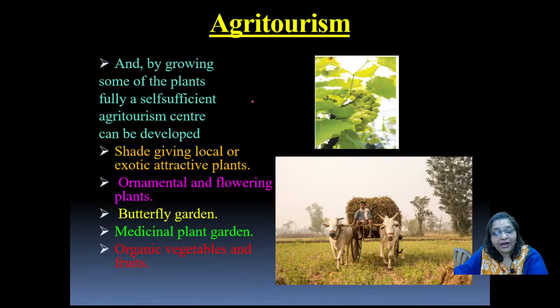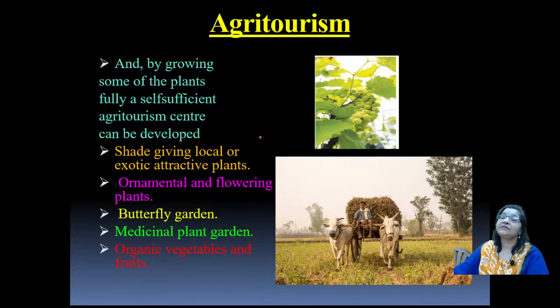Now, a medicinal plant garden also can be utilized, wherein nowadays medicinal plants are in large use in large quantities. You can even enter into trading of these medicinal plants, if legally permitted. Not only that, you can have a garden wherein you can talk about the medicinal plants and their uses to the tourists. Now, organic vegetables and fruits.